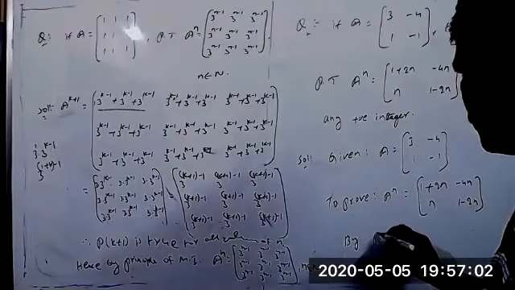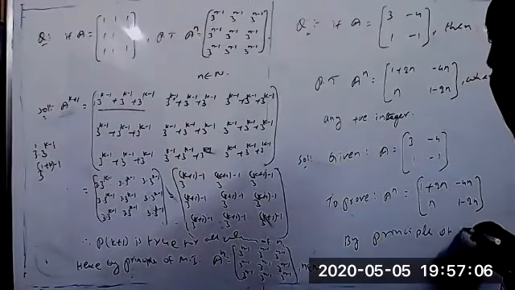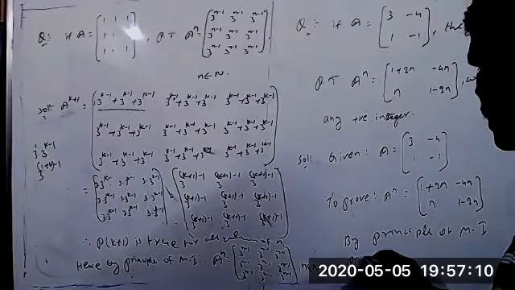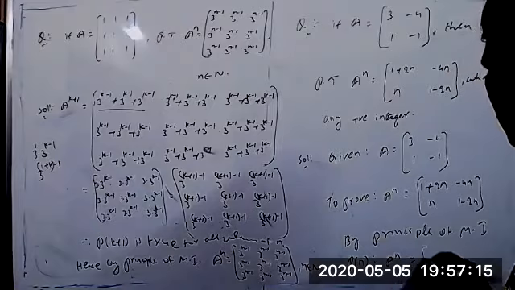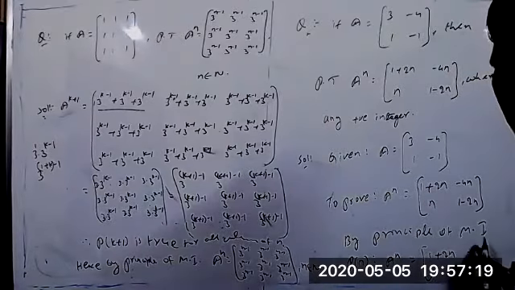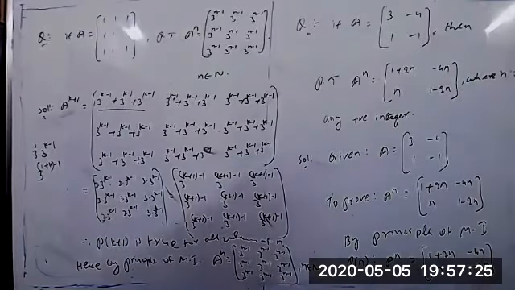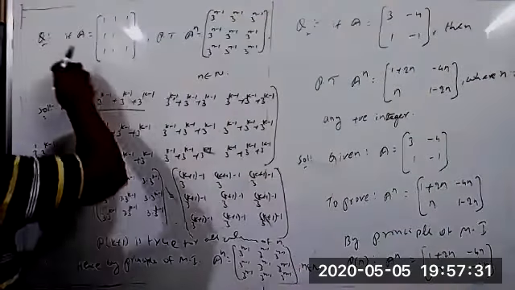Now take the condition. By the principle of mathematical induction, you can write P(n) such that A to the power n equal to [1 + 2n, -4n; n, 1 - 2n]. First, we take n equal to 1.